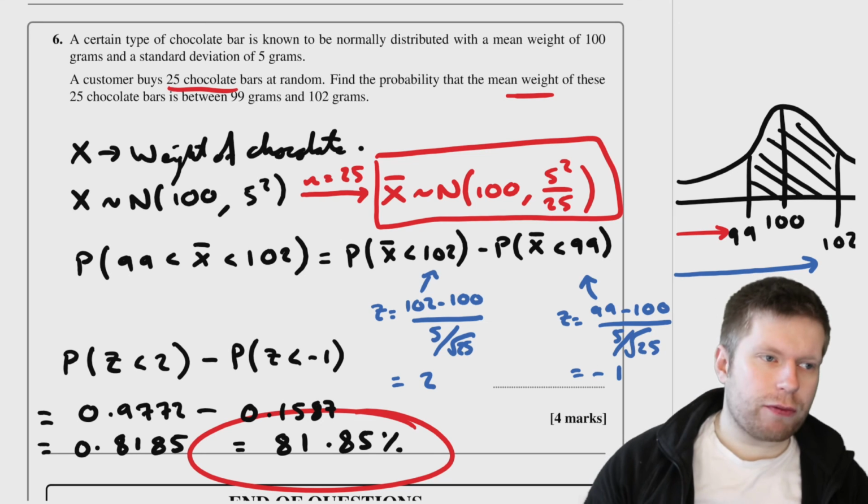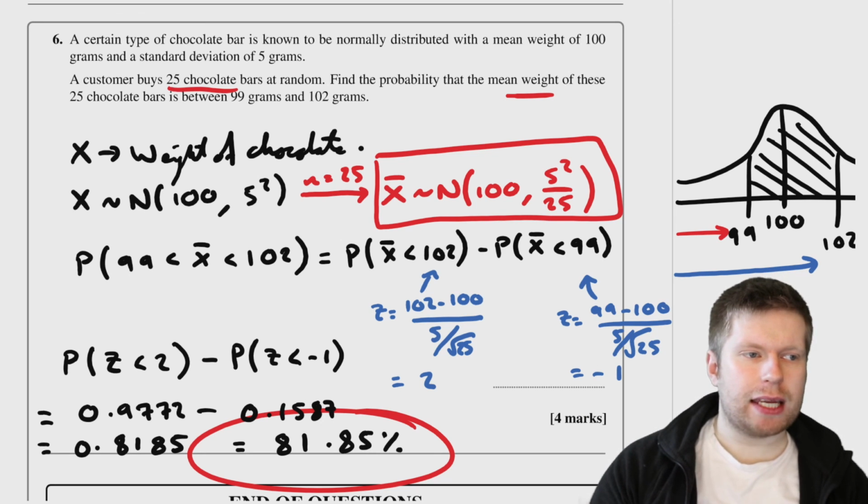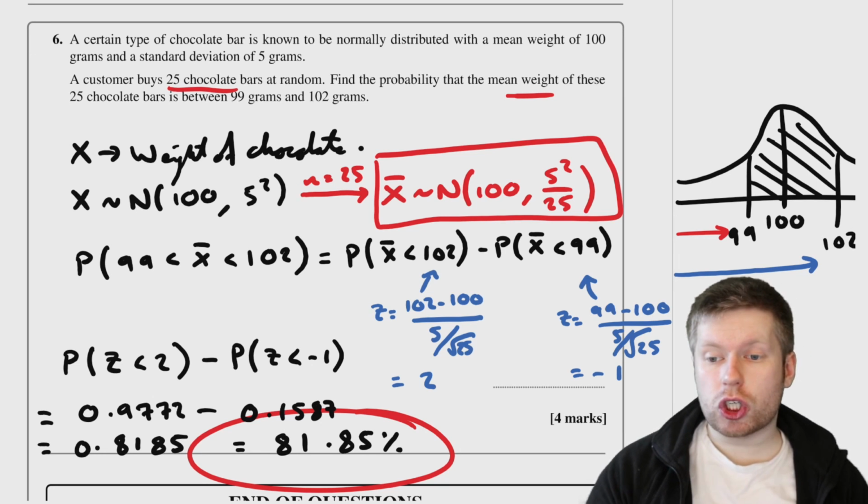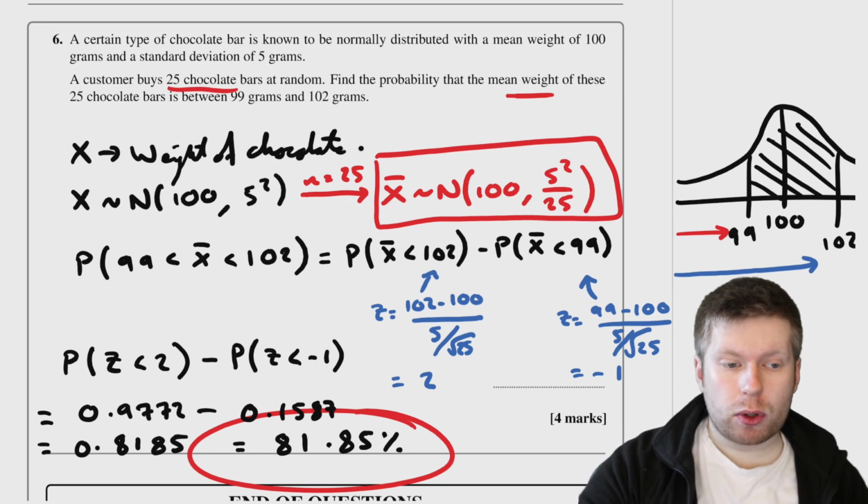But either way, for 25 chocolate bars, I know the probability of obtaining a mean weight between 99 grams and 102 grams is about 82%, okay? So hopefully that makes sense.